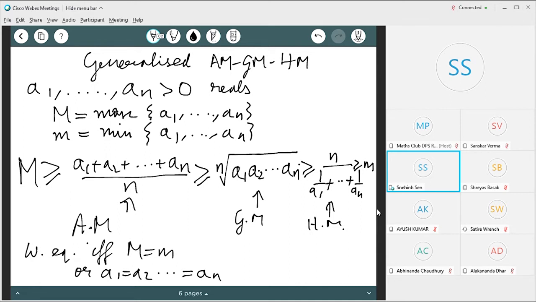If the maximum of these equals the minimum of these, that implies all of these are equal. And if all of these are equal, then the maximum and minimum are equal. So this is called the generalized AM-GM-HM inequality. I think the first session will be over soon. Just go through this part once in your notes. In the next session, I'll discuss some more problems using the AM-GM-HM inequality and some more inequalities.